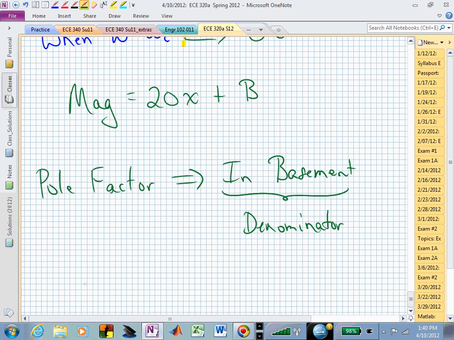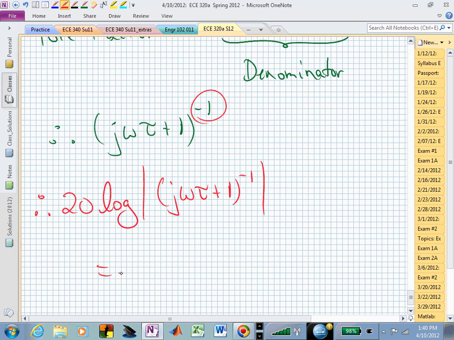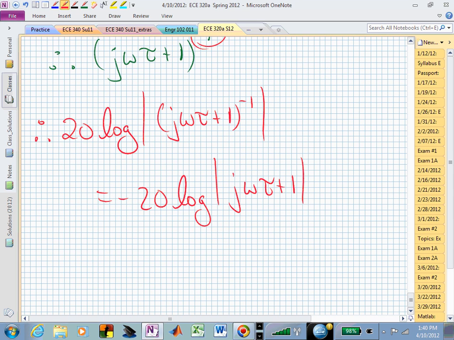And our factor then would really be this (j omega tau + 1)^-1. And this would then give us that minus 20 dB slope. So therefore, we would have 20 log of this (j omega tau + 1)^-1. And you know what the exponents do with the logs. They go out front, and that's where our minus 20 comes in. So this now looks like minus 20 times the log of j omega tau plus 1, and we can follow through all of our earlier discussion.